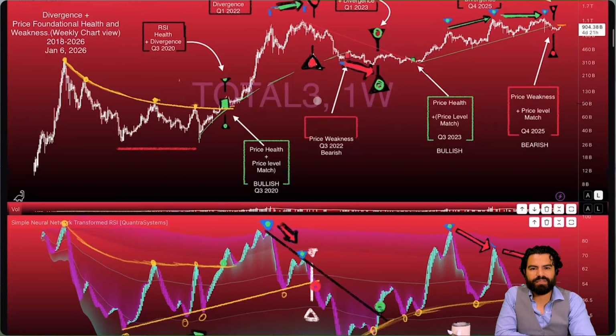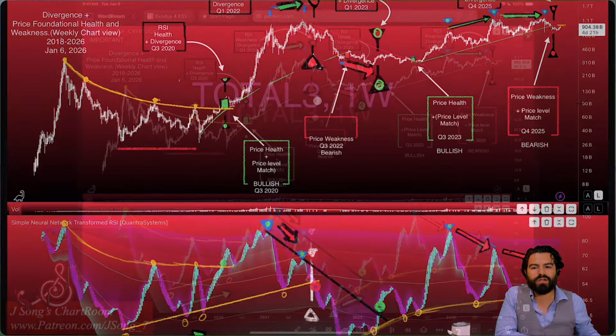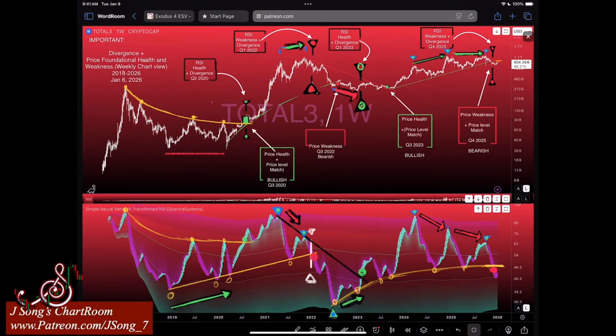Okay, so let's pull up this image. And we're going to talk about this. Okay, this is the image. And you guys can download it if you want to. All right, so let's talk about these two reports. Total 3 represents a big portion of altcoins, what altcoins are doing. And it represents a lot of what the market is doing minus Bitcoin and minus Ethereum.